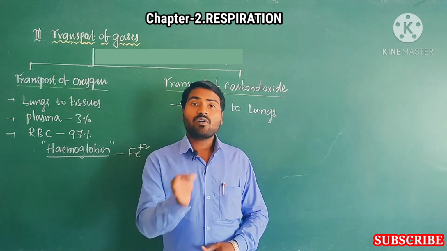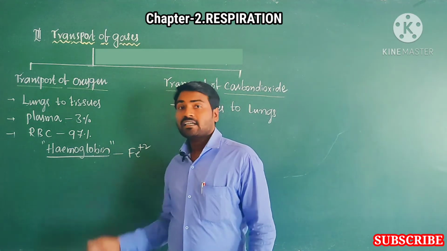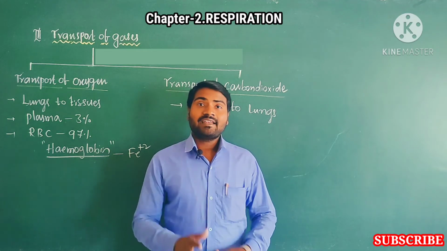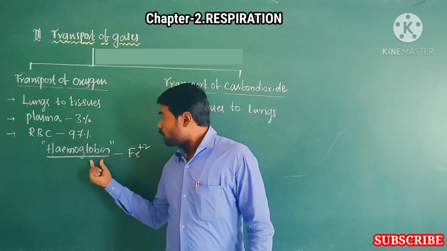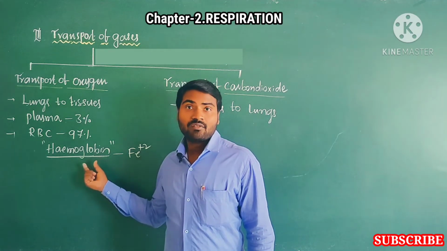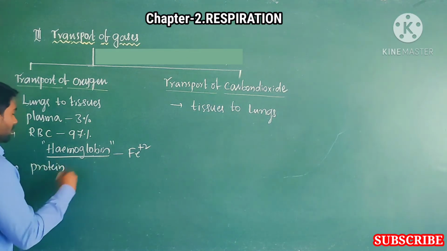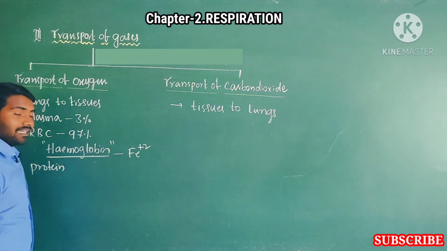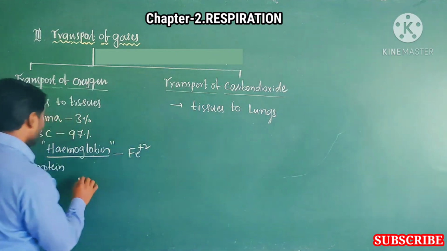Which among the following atoms is present in the structure of hemoglobin? Iron. One iron carries one oxygen molecule. This hemoglobin is a protein, which contains iron as a central atom. So this is the hemoglobin structure.